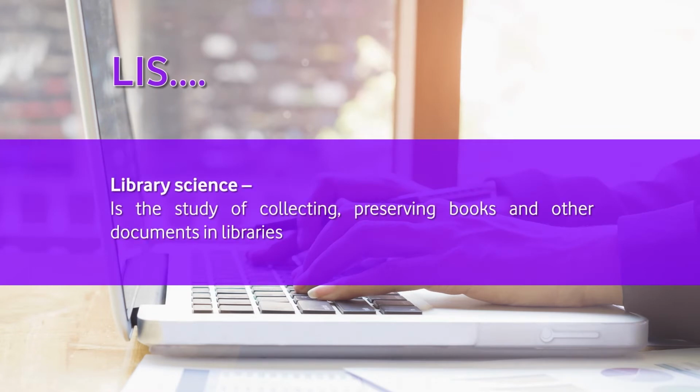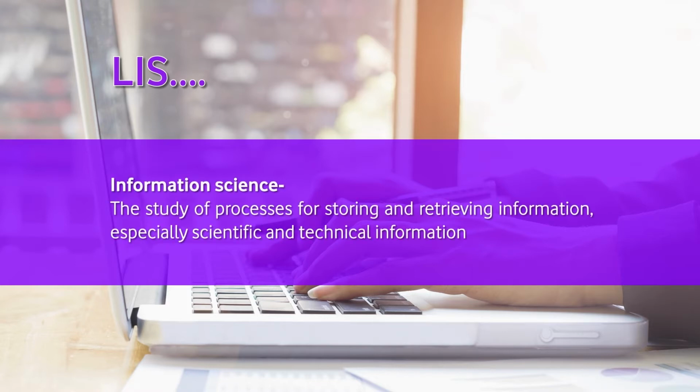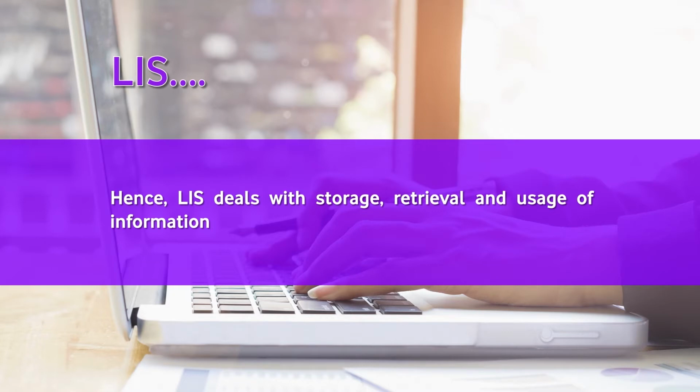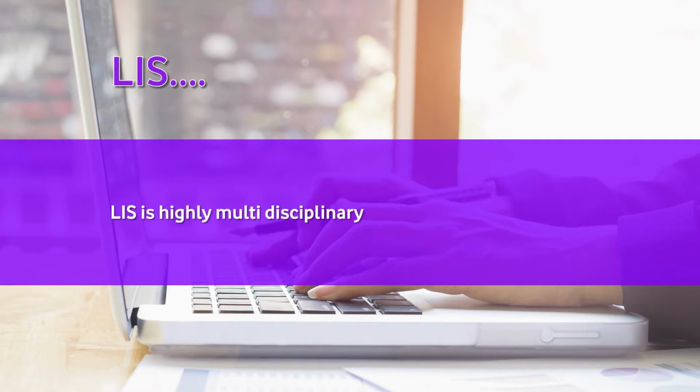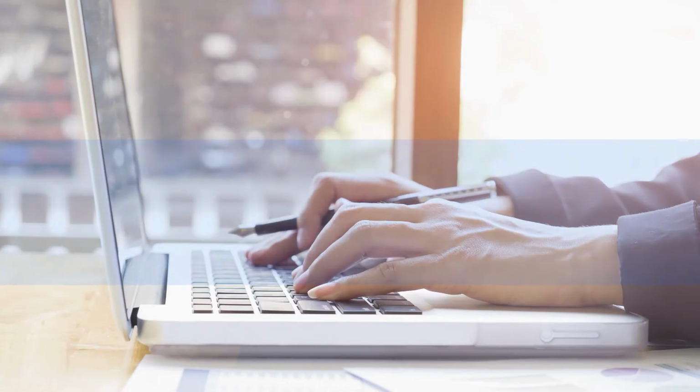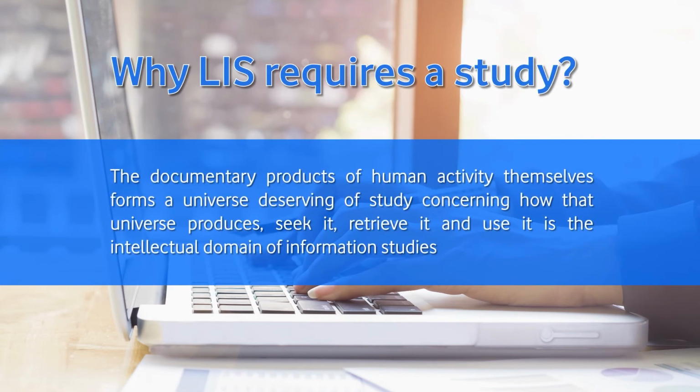Library science is the study of collecting, preserving books and other documents in libraries. And information science is a study of the process for storing and retrieving information, especially scientific and technical information. Hence, library and information science deals with storage, retrieval, and usage of information. Library and information science is a highly multidisciplinary subject, very multidisciplinary in its approach. It covers ranging from social sciences, such as history, political science, economy, management, sciences, and so forth. And why does LIS require a study?